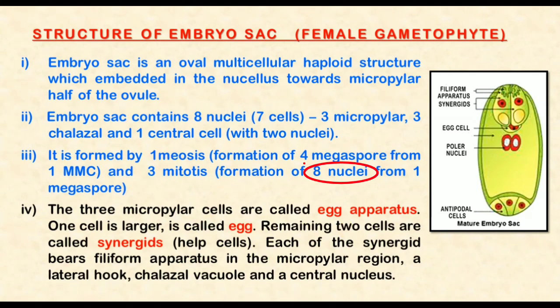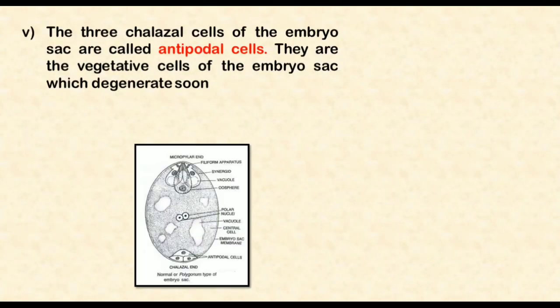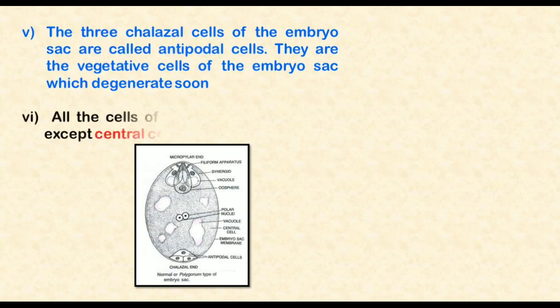The 3 cells present towards the micropylar end are known as the egg apparatus. There is 1 larger egg cell. The remaining 2 cells are synergids. Each synergid bears a filiform apparatus in the micropylar region. The 3 chalazal cells of the embryo sac are antipodal cells. The cells present toward the chalazal end are called antipodal cells and they are 3 in number.